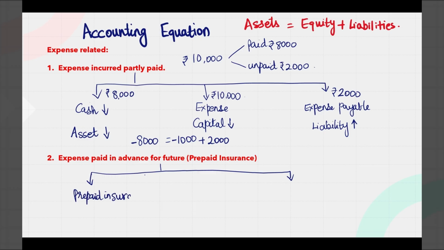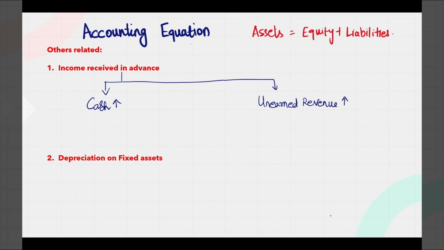So, prepaid insurance balance increases, which is an asset, and on the other hand I have paid, so cash reduces. So I can see that there is nil impact, because prepaid insurance is also one asset account, cash account is also another asset account. So one asset account is increasing, other one is reducing, so nil impact on the asset side. That means there won't be any impact on the other side of the equation.